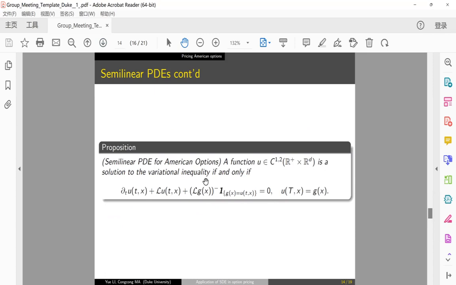To prove this, we can first apply Ito's lemma to G and split it into the exercise region where U equals G, and the continuation region where U is greater than G. By the variational equality, the integral in this continuation region where U is greater than G vanishes, so we can get a simpler expression. And after some simplifications, we can apply the Feynman-Kac formula to solve this.